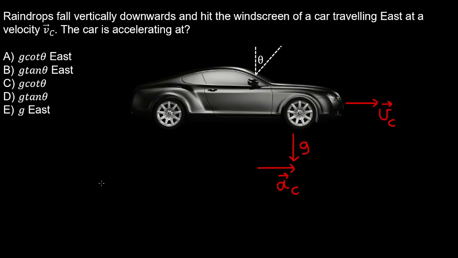And using the relative acceleration equation, the acceleration of the raindrop is the acceleration of the car plus the acceleration of the raindrop relative to the car, or observed by a passenger in the car. So by vector addition, we see that AC plus the acceleration of the raindrop relative to the car is equal to the acceleration of the raindrop.